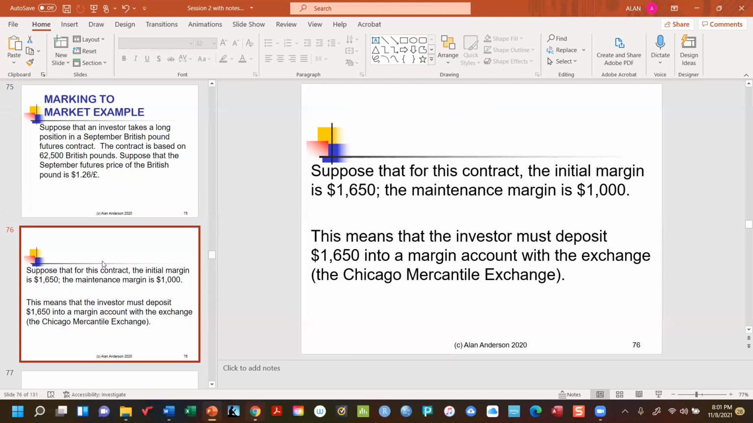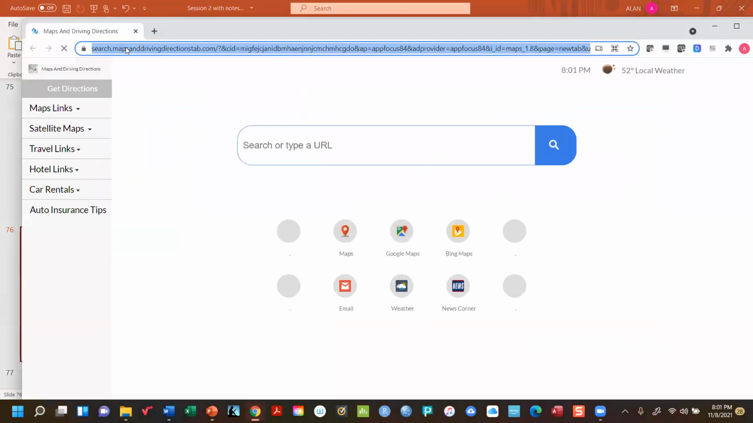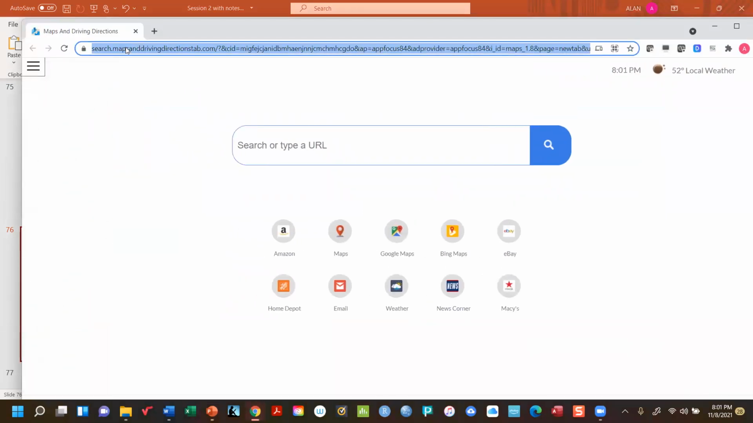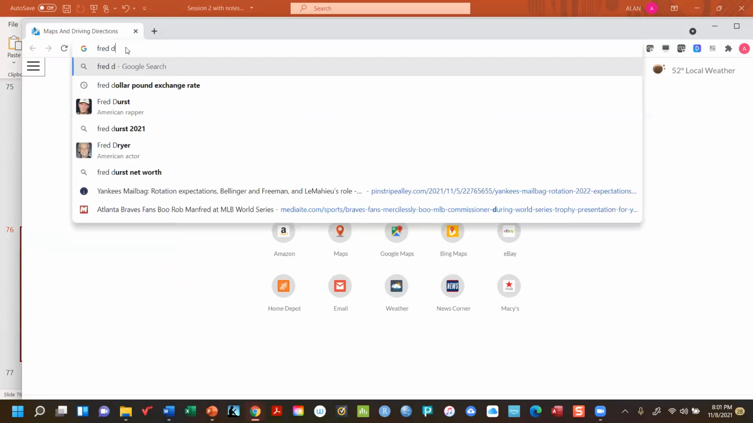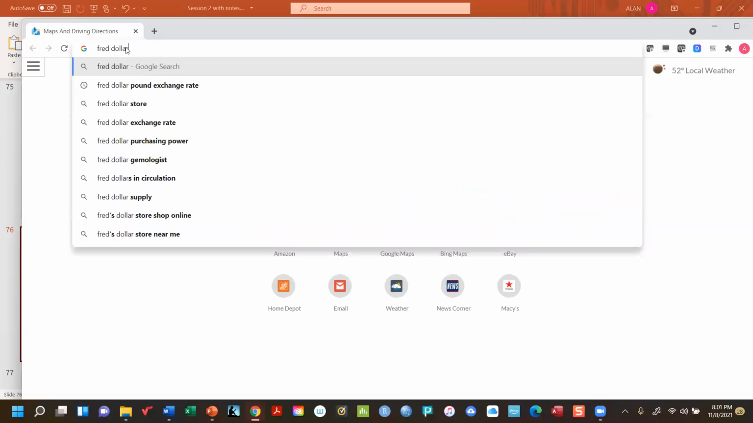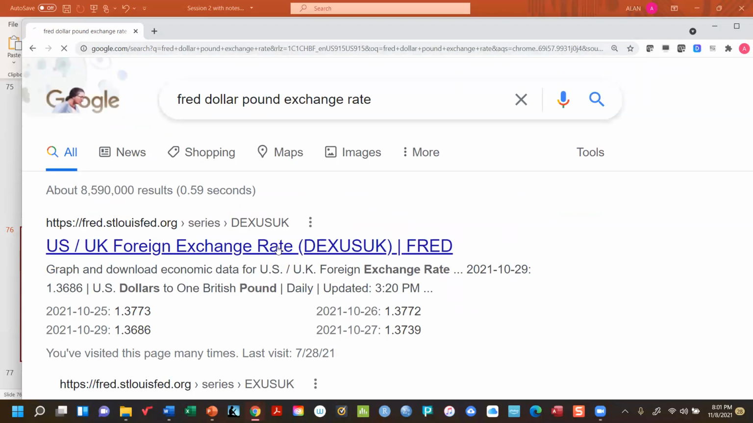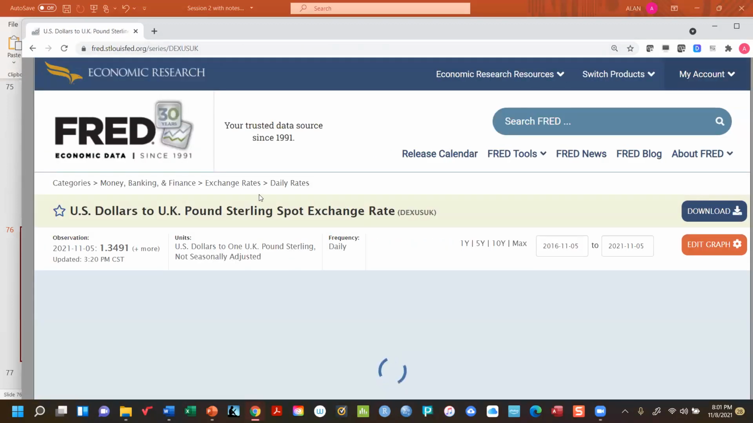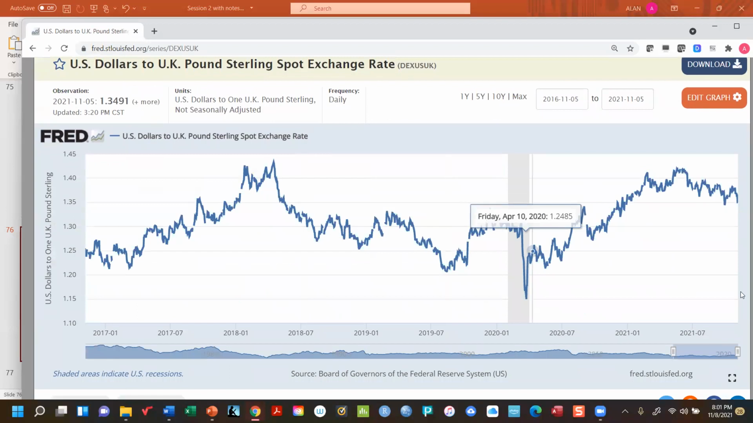In fact, the British pound US dollar exchange rate has gone through a lot of gyrations in recent history. Why don't we take a quick detour and go to a very excellent source of financial data called FRED. And FRED stands for Federal Reserve Economic Database. And they have a lot of economic data, of course, and here it is. So this is the exchange rate. How many dollars does it take to buy a pound? And you can see right now that's in the neighborhood of about $1.35, let's say.